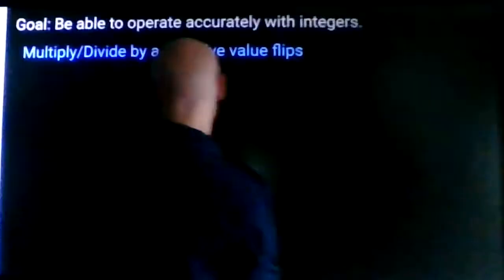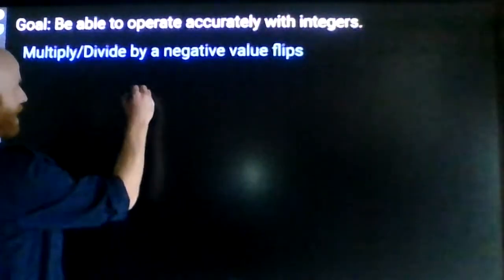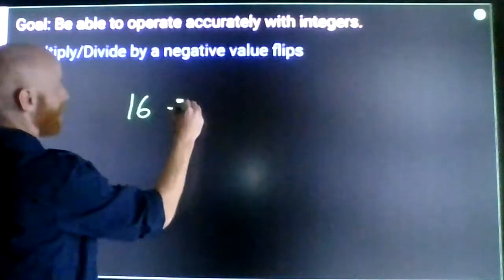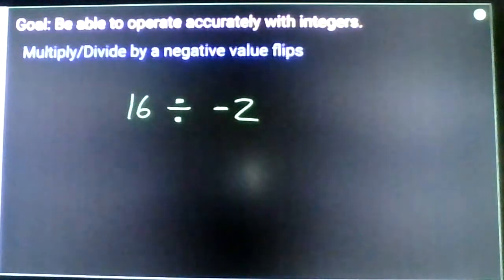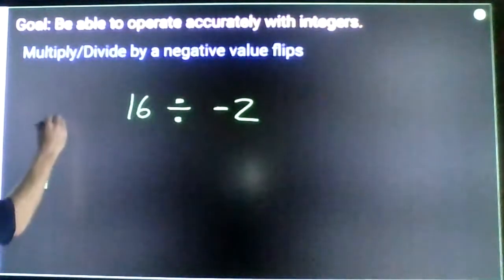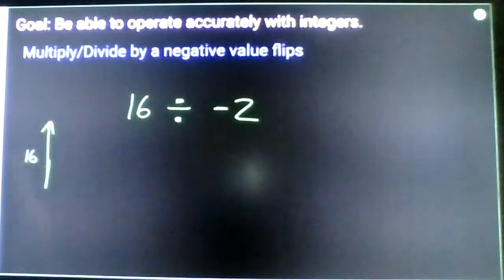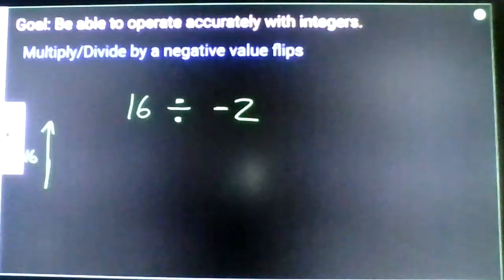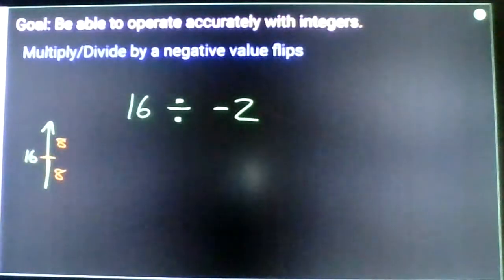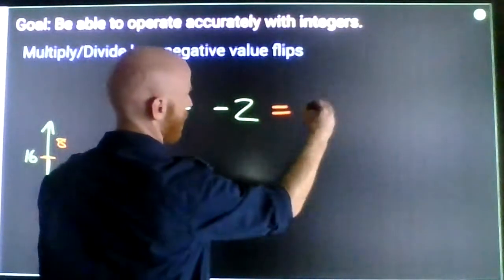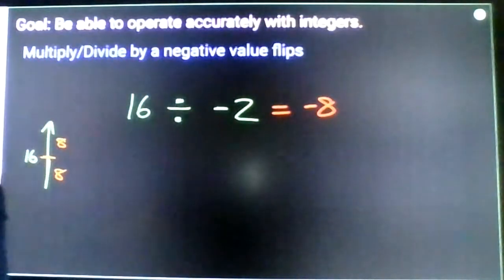Same kind of thing with division. If we say 16 divided by the opposite of 2, started with 16. Right, if I split this into two pieces, it would be 8 and 8. But I'm going to split it into the opposite of two pieces. Split the opposite of two pieces, I have negative 8.